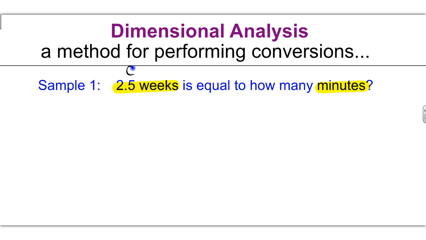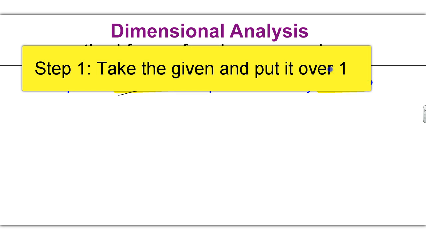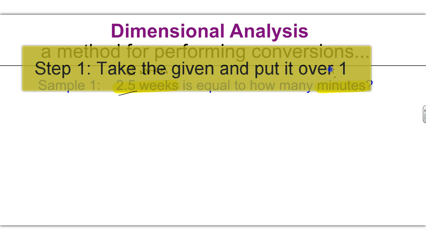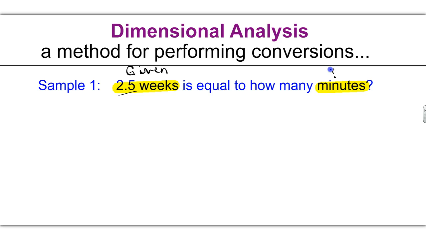Realize that 2.5 weeks is going to be known as our given because it actually gives us a quantity, and minutes is going to be what we're trying to find. So the process of dimensional analysis starts by taking your given, which in our case is 2.5 weeks, and literally putting it over the number 1. So I'm going to write 2.5 weeks, and I'm going to place this over 1.